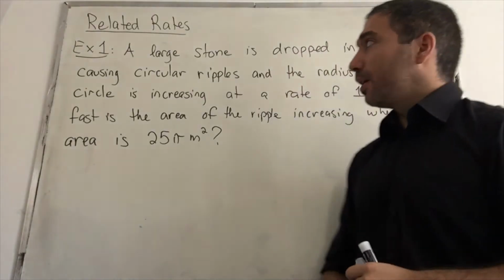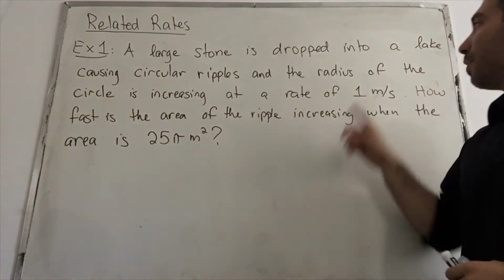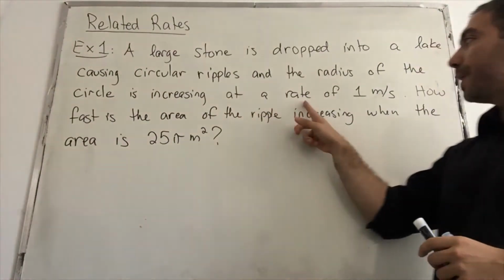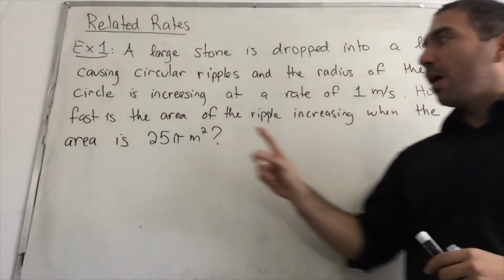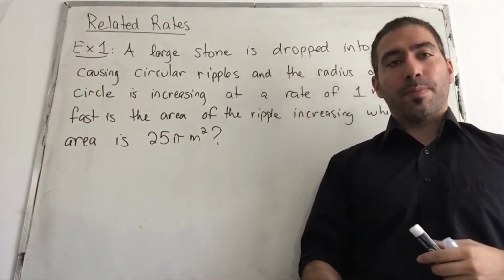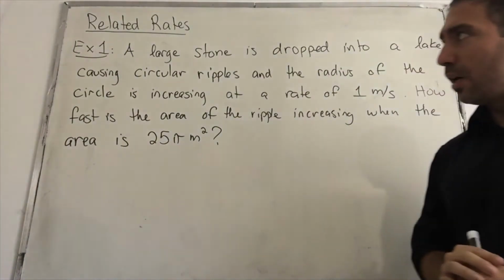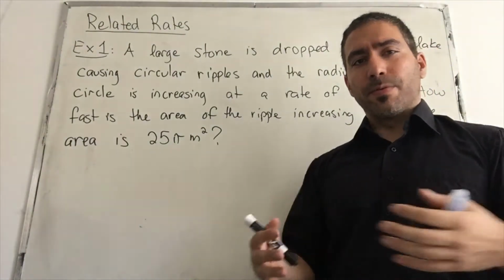So in this example here, a large stone is dropped into a lake causing circular ripples, and the radius of the circle is increasing at a rate of 1 meter per second. How fast is the area of the ripple increasing when the area is 25 pi meters squared? So this is an example of a very typical easy related rates problem. Let's just get a feel for it.